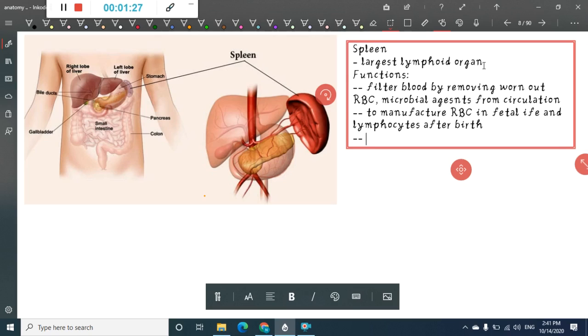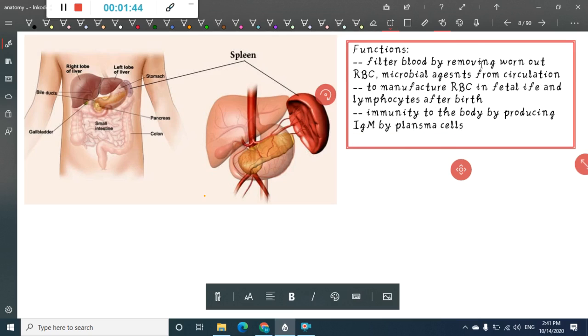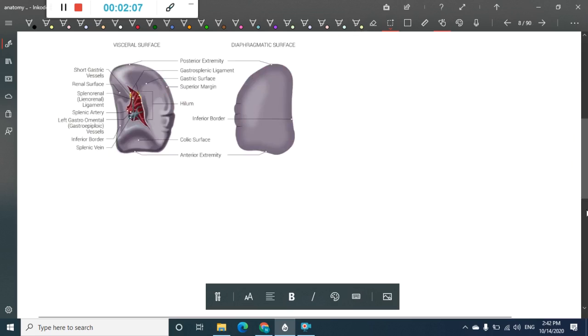It also provides immunity to the body. How does it provide immunity? By producing immunoglobulin M by plasma cells. So the spleen helps to provide immunity with IgM produced by the plasma cells. Then it also stores RBCs and releases them in circulation when required. That is the place where we have red pulp also. So these are the main functions of the spleen.